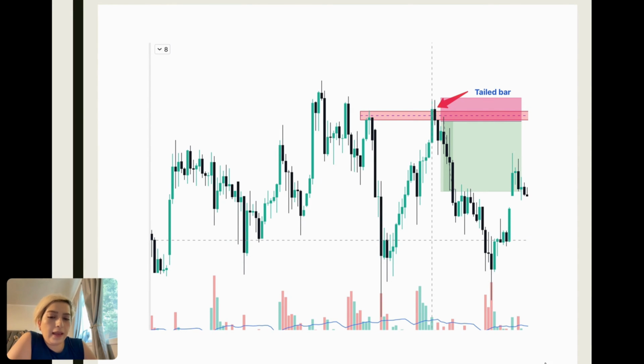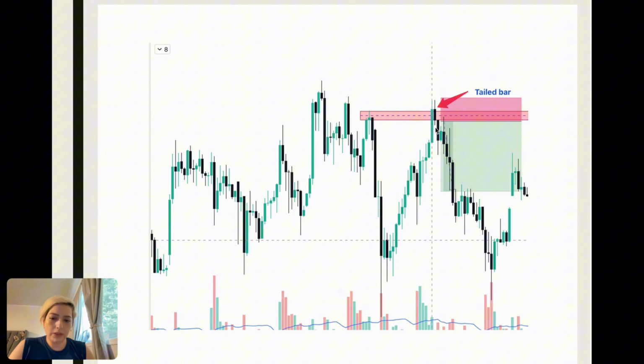Let's look at another liquidity sweep signal, the tail bar. A doji is a type of tail bar. A tail bar has a small body and a long wick just on one side, and the other side is a lower wick.